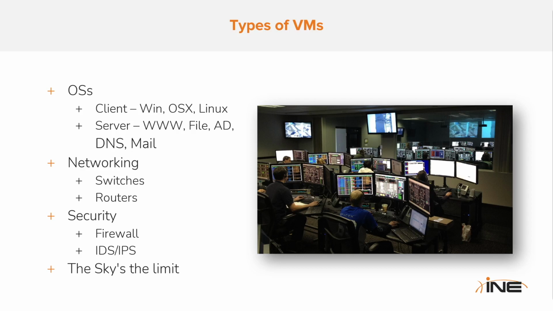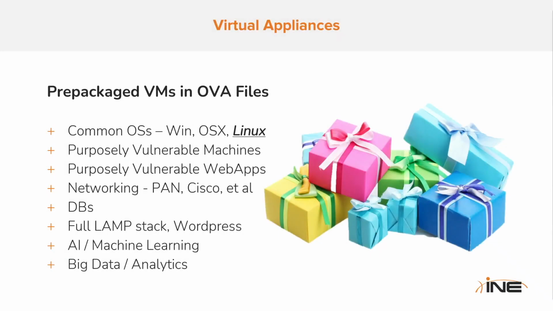Believe it or not, there's actually a solution that makes this even easier for you to get going with very little knowledge. And that's called a virtual appliance. A virtual appliance is a pre-packaged virtual machine that has everything already set up for you in advance. All you have to do is download a single OVA file and import that file into your favorite virtual machine manager software, and it takes care of the rest for you.